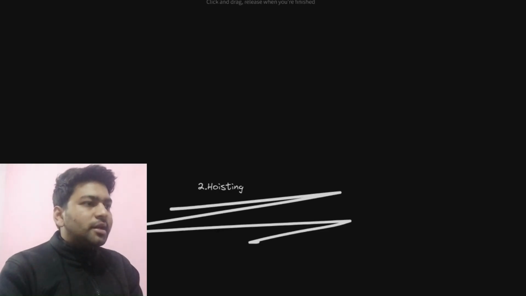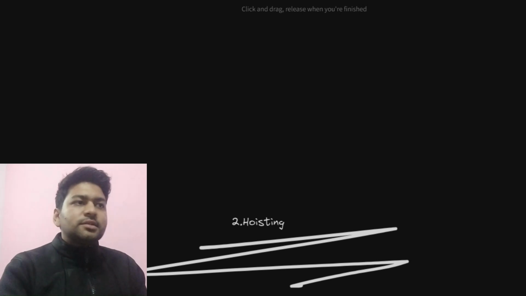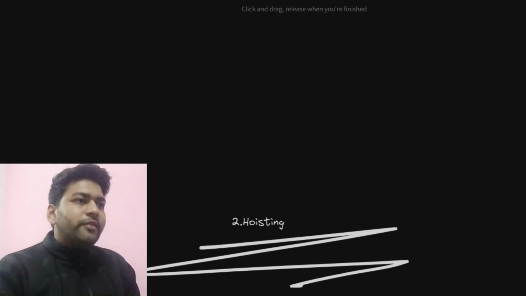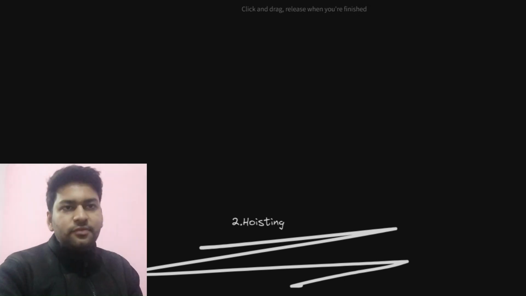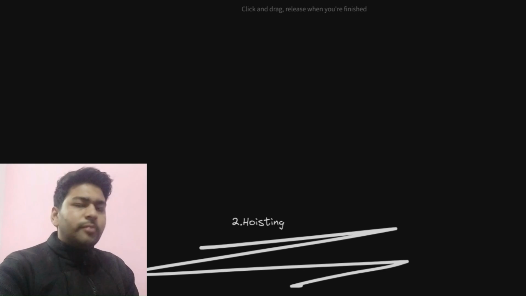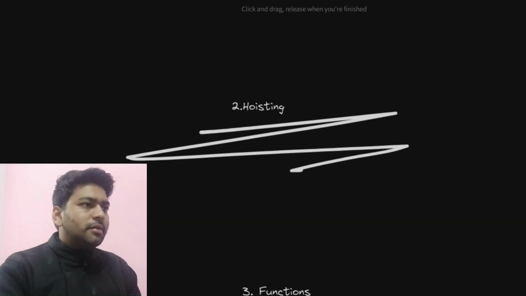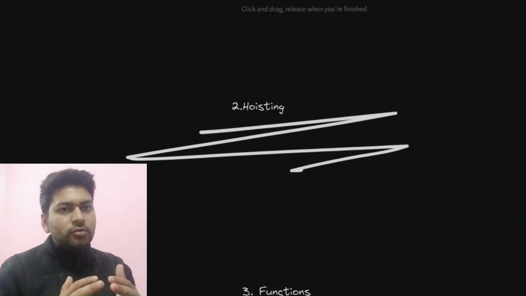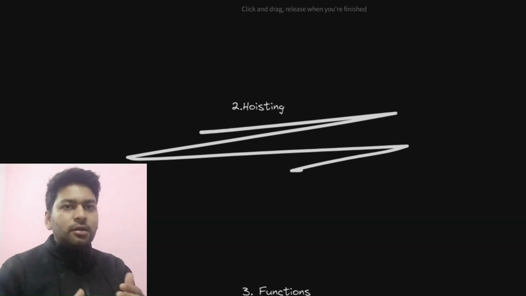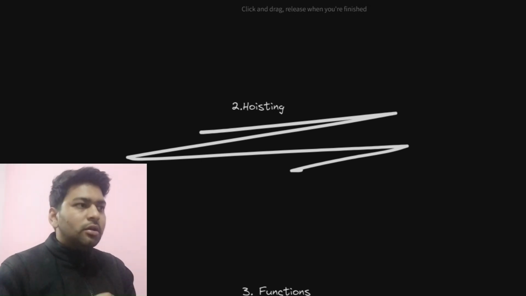The second thing you should know is hoisting. Hoisting is a JavaScript mechanism where variable and function declarations are moved to the top of their container scope during the compilation phase. You might have heard about the temporal dead zone also. I'm creating an example for you because you should know how data is stored and how JavaScript works.